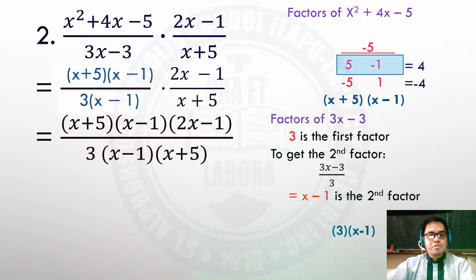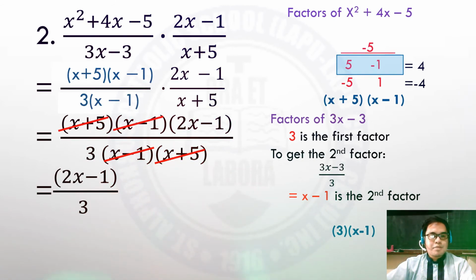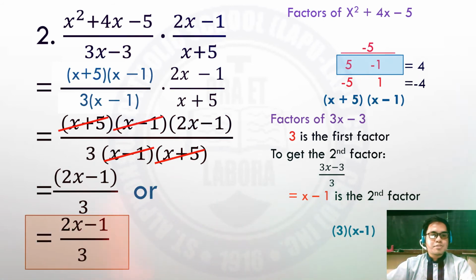But before we multiply that, see to it that we have observed the factors of both numerator and denominator. As you can see, we have x plus 5 in our numerator. We also have x plus 5 in our denominator, so we cancel them out. We also have x minus 1 in our numerator and x minus 1 here in our denominator. So meaning to say, write the remaining factors, which are 2x minus 1 over 3. And our final answer would be 2x minus 1 over 3.